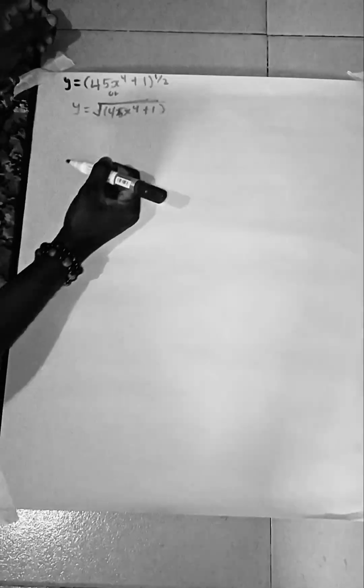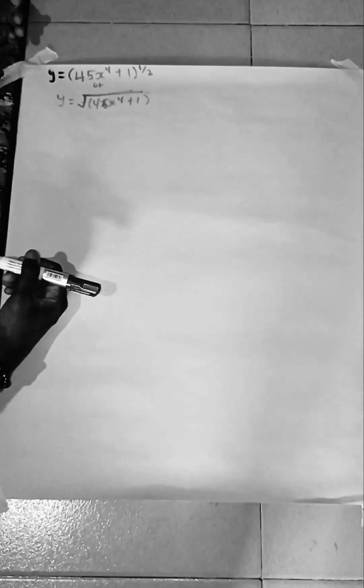So imagine we have a question: y equals 45x raised to the power 4 plus 1, all raised to the power 1 over 2, or written as y equals the square root of 45x raised to the power 4 plus 1. Remember, anything raised to the power 1 over 2 just means square root. You can pause the video and try this question for yourself, and when you're done, compare your answer. So this is another chain rule question.